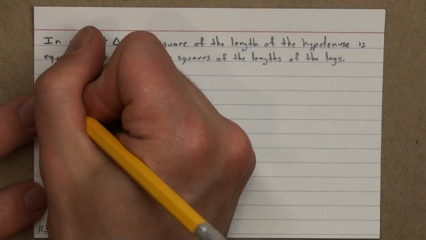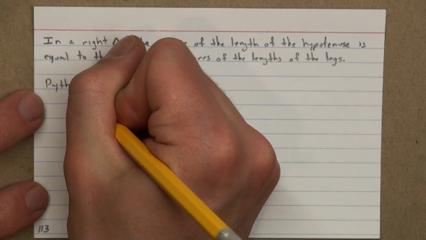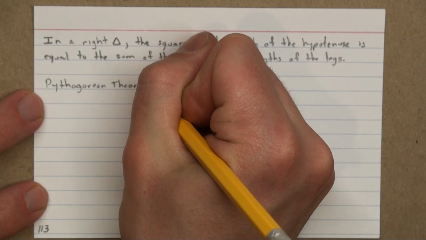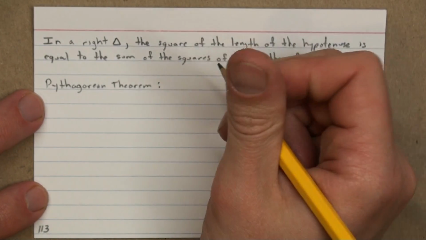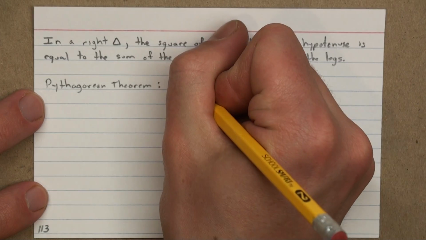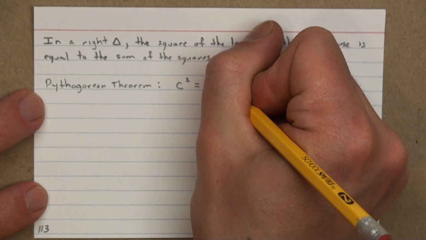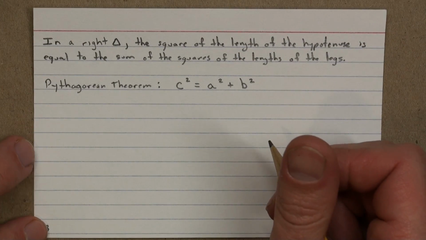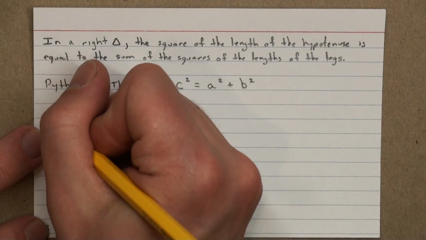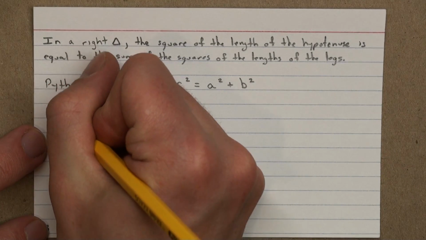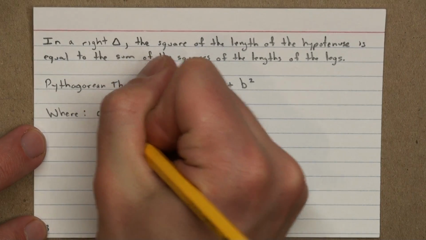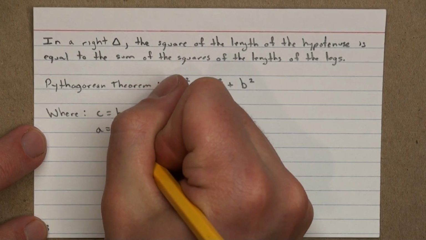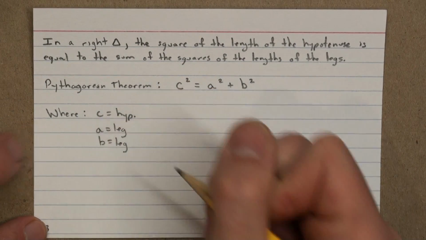All right? So what we have is the Pythagorean theorem. And that's c squared equals a squared plus b squared, where c is the hypotenuse, a is a leg, and b is a leg.